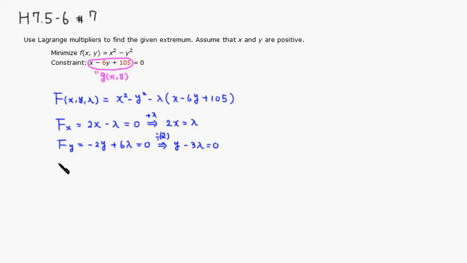Alright, then last one, F partial with respect to lambda is going to give you negative x minus 6y plus 105, right, equal to 0, right? But you can multiply both sides by negative 1 or divide by negative 1. We have x minus 6y plus 105 equal to 0, which is the same thing as the constraint.